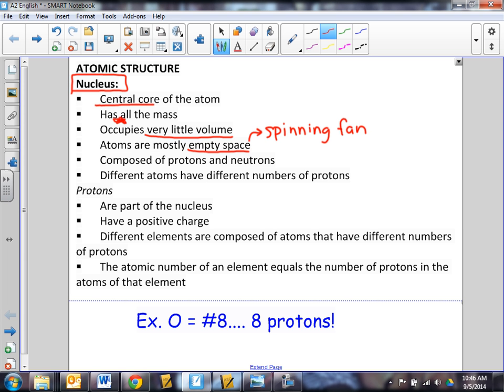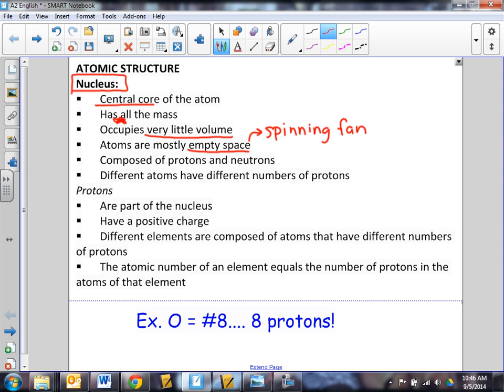But when the fan is spinning, would you stick your hand through there? Probably not if you're smart and like all of your fingers. And so the idea is that, yes, it's mostly empty space, but because the electrons are moving around so quickly, it doesn't seem like it's empty space.